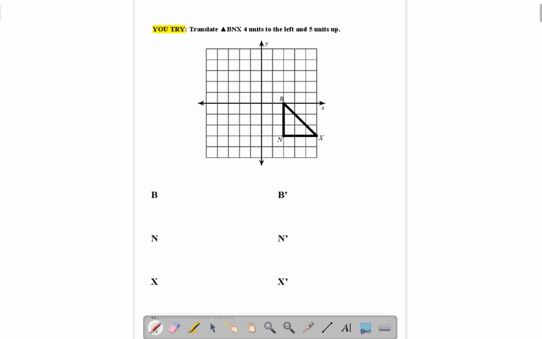Okay, take what you just learned and do this page. Pause the video.